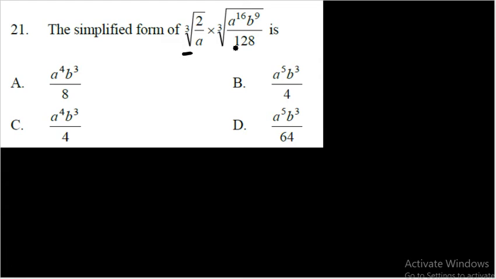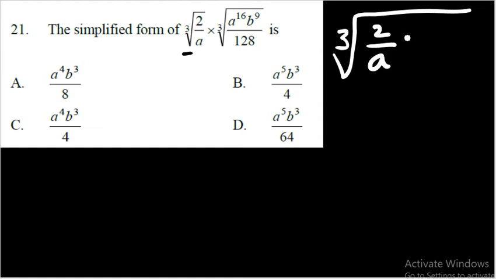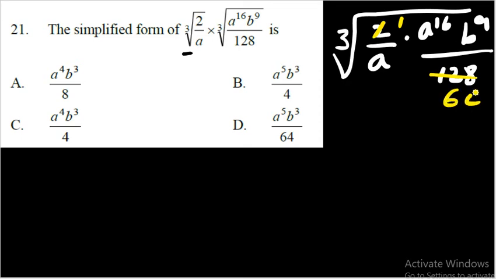times cube root of a to the power of 16 b to the power of 9 over 128, it says. So both of them are in cube roots. So we can keep all in one cube root and multiply 2 over a times a to the power of 16 and b to the power of 9 over 128. I can keep all of them in one cube root. Then what I can do here, I can simplify by 2, 1 is by 2, 64.